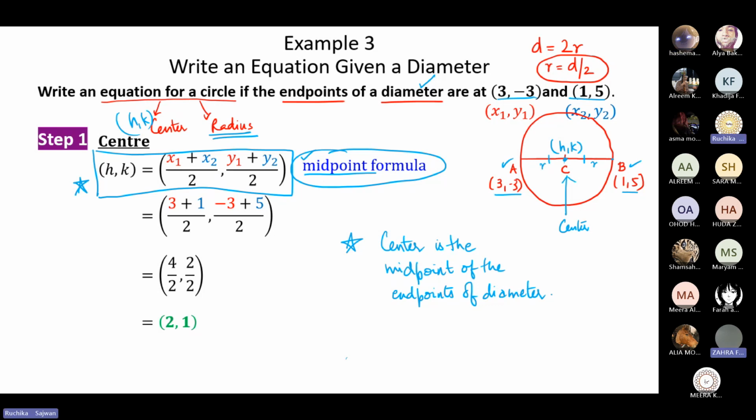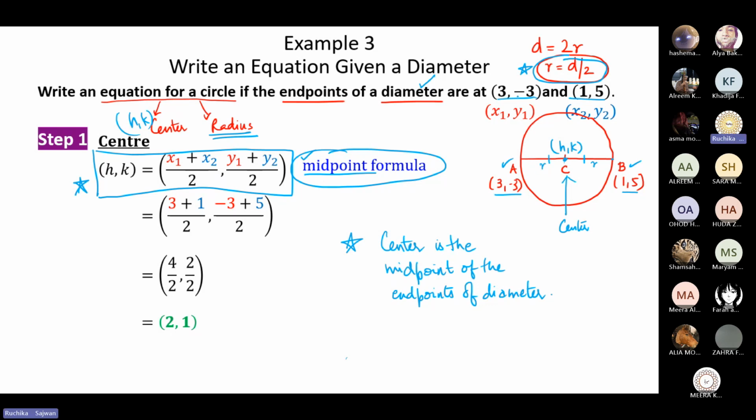What is the equation? To get the equation, we now just need the radius. And as Huda said correctly a few minutes back, that radius is diameter divided by 2. So now let's go to step 2 and find the length of the diameter.